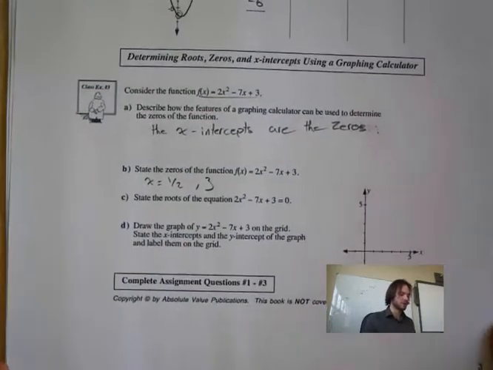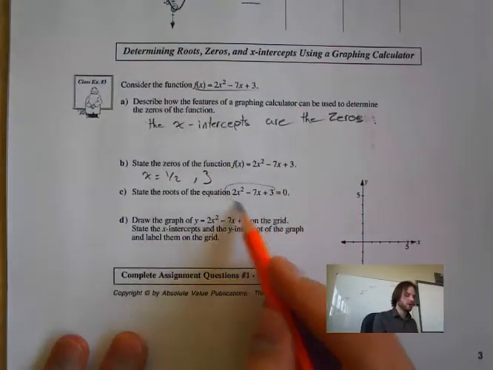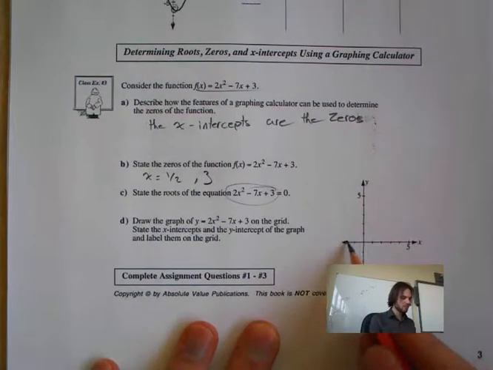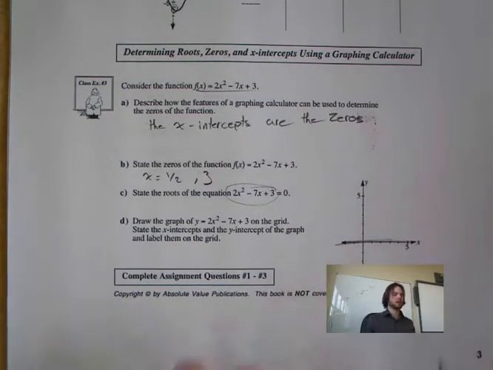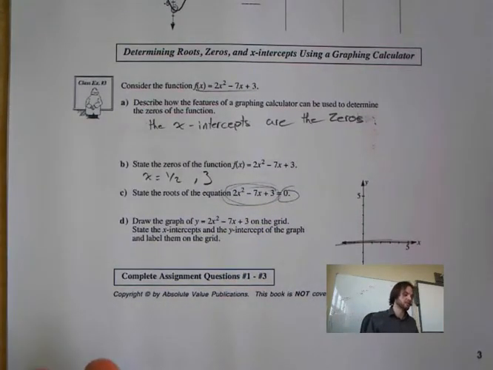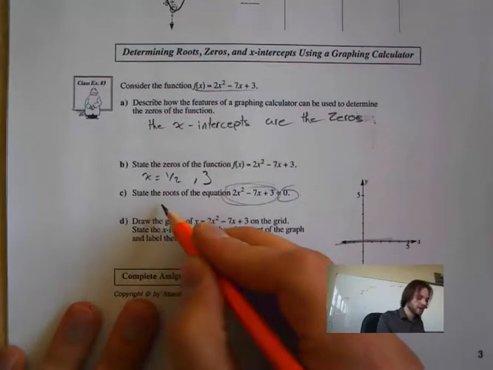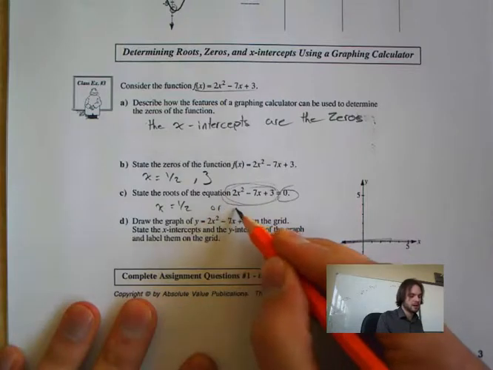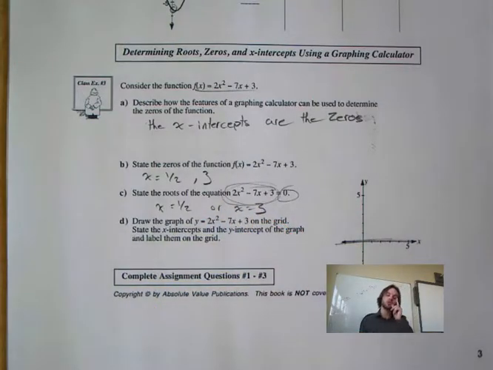State the roots of this function. So we want it when this is equal to 0. Well, the roots, well, that's the x-intercept. They have to be the same thing. Why? Because when this equation is equal to 0, that is essentially your x-axis. So that's going to be x is equal to 1 over 2, or x is equal to 3. We have two spots. Okay?